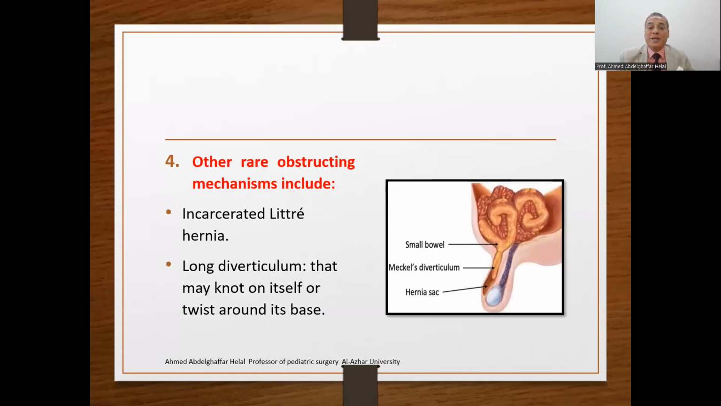The other rare obstructing mechanism is what's called incarcerated Littre's hernia. What is Littre's hernia? It's a hernia containing Meckel diverticulum. So the Meckel may become entrapped inside inguinal, femoral hernia, or sometimes other types of hernia, become entrapped inside the sac and cause incarcerated hernia. Sometimes a very long or giant diverticulum may kink or rotate around its base, producing intestinal obstruction.